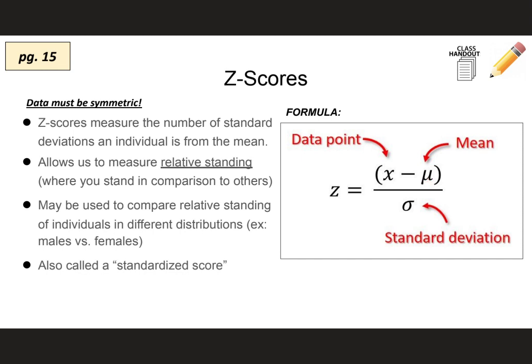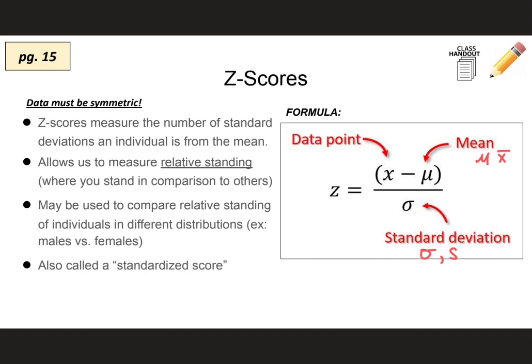The symbols that you might see for mean may be mu, which is the Greek letter, but it also might be X bar. And the symbols for standard deviation you might see is that symbol right there, which is sigma, but you might also see S. In a later unit, we'll talk about the differences between those.